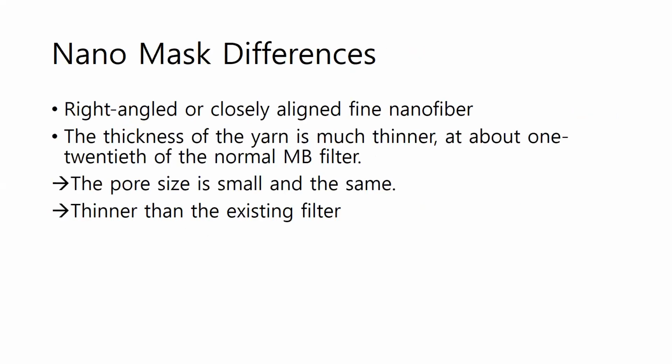And nanomasks have differences. They have right-angled or closely aligned fine nanofibers, and the thickness of the yarn is much thinner, about 1/20 of the normal melt-blown filter we talked about. This makes the pore size small and uniform, and thinner than the existing filter, so we can breathe easily while being protected as well as with a melt-blown filter.